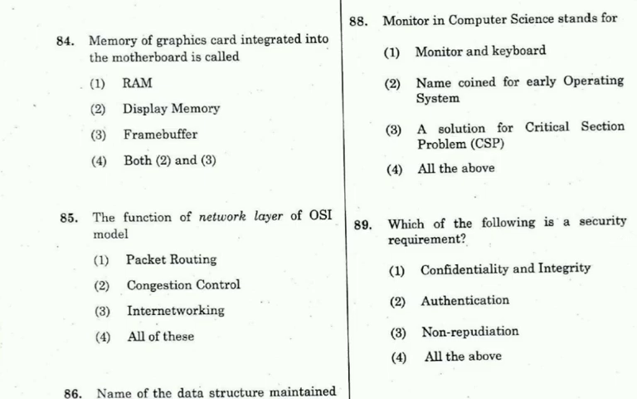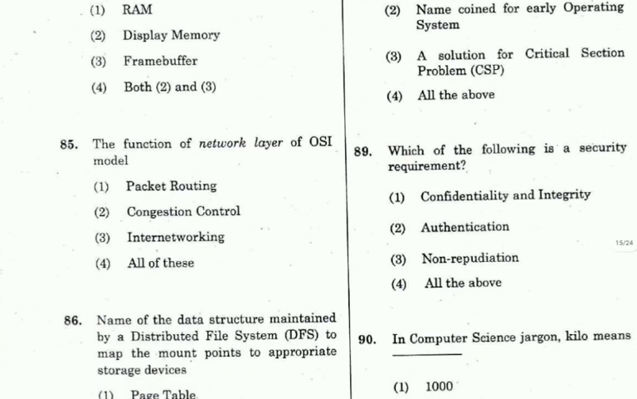The function of network layer of OSI model is. The network layer, that is layer 3, is responsible for different types of functions such as packet routing, congestion control and internetworking. Packet routing means it determines the best path for data to travel to reach the destination, congestion control manages data flow to prevent overloading, and internetworking enables communication across different networks. So option 4, all of these, is the correct answer.